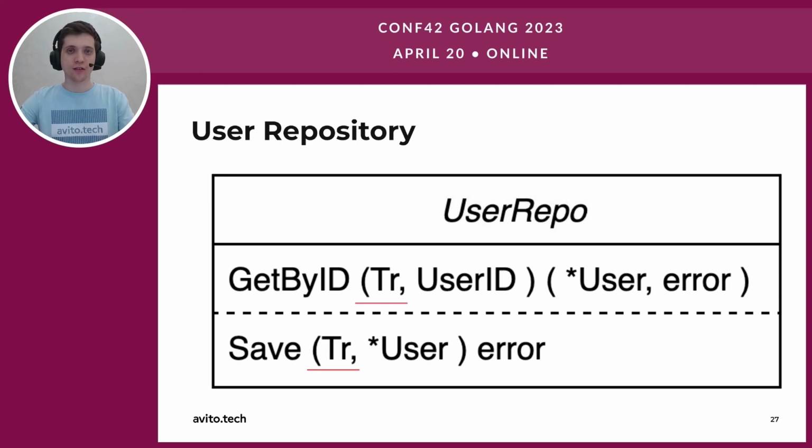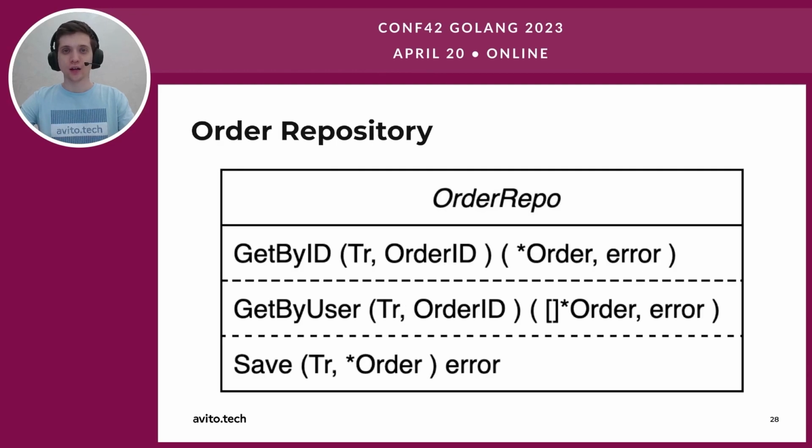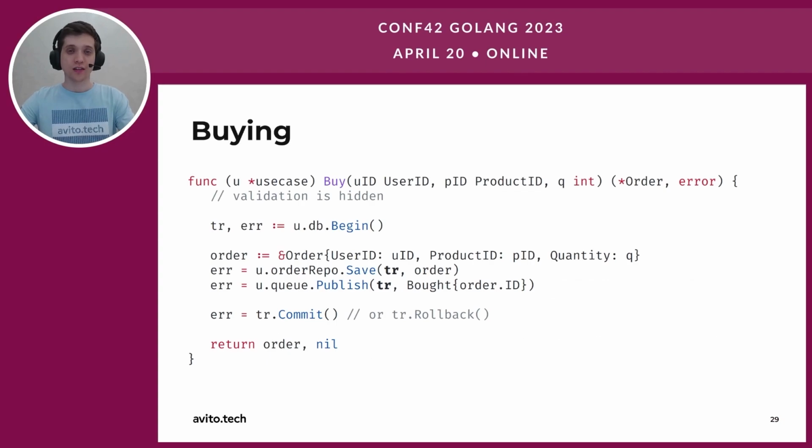We now have a registration, but the app cannot just create a user. Businesses want to sell goods, and it's easy to make a new repository with getting and saving methods. Then we create a new use case with validation, saving, and message publication in a transaction. And now we see our elegant solution with transaction registration and buying.